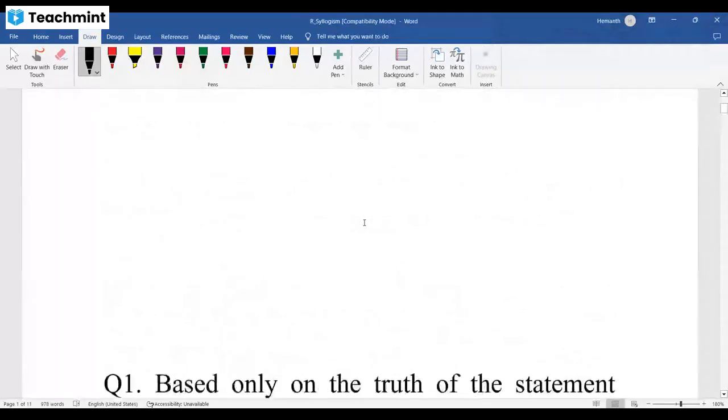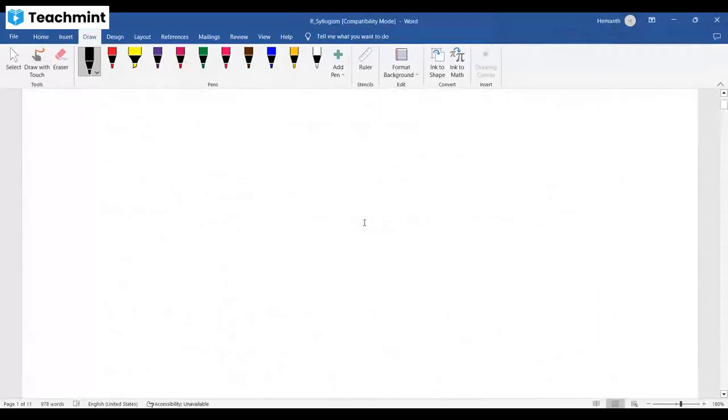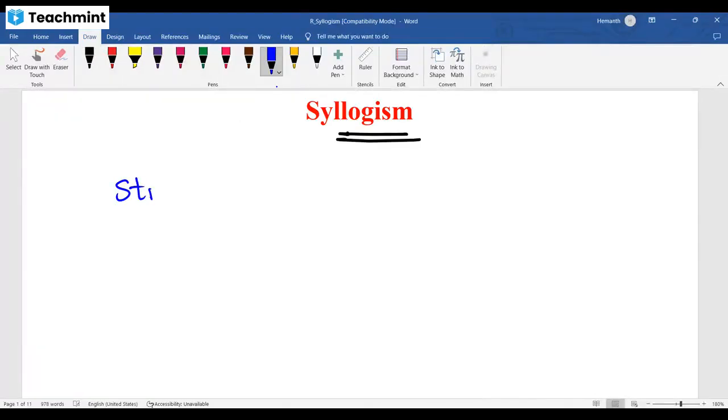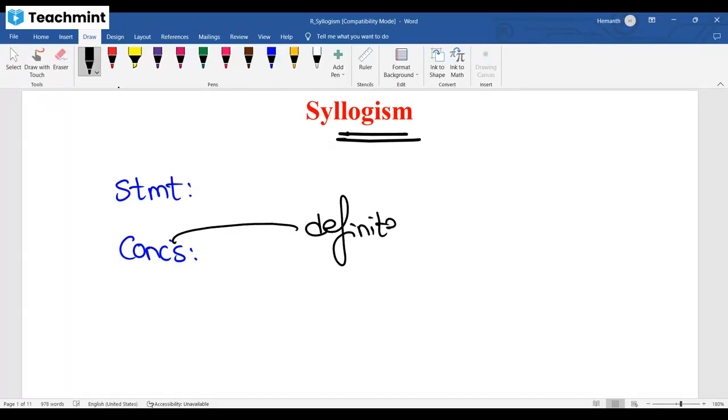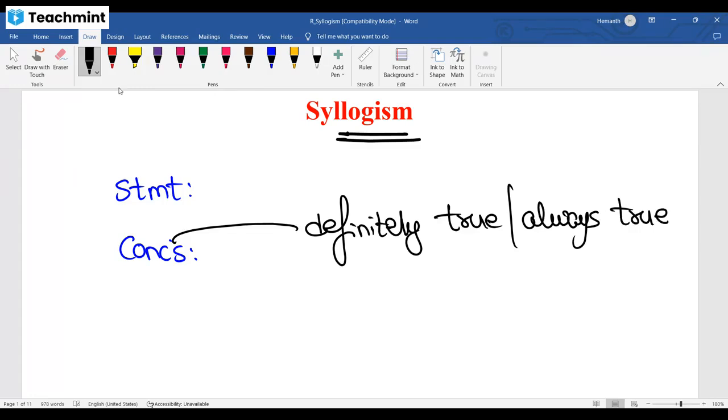So that's just the outline: the format of the question is you have a statement and we have conclusions as well. So a conclusion is the one which is definitely true or always true. If I have a doubt, doubt is not allowed in the conclusions part. Only if a conclusion is definitely true or always true should we consider it. So if I have a doubt, it does not come under conclusion.